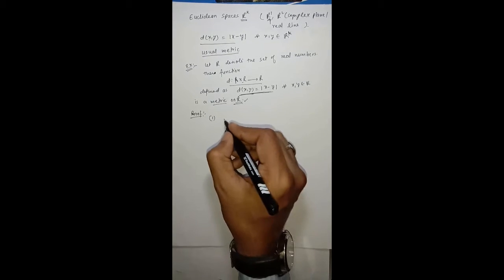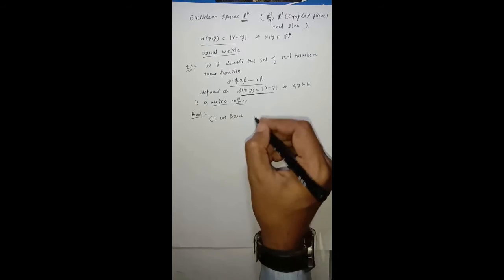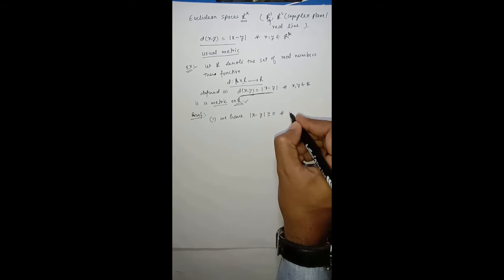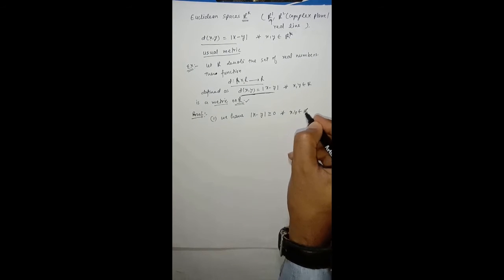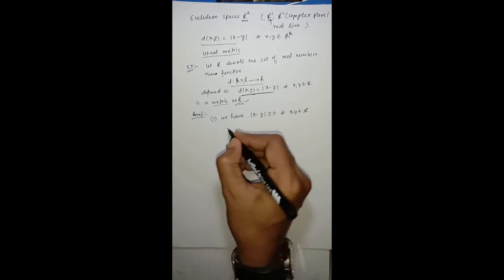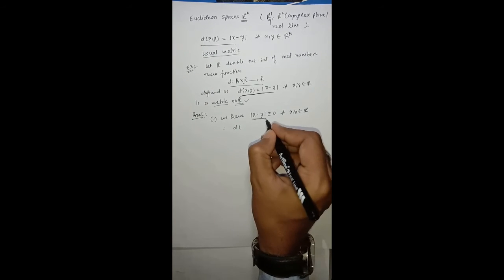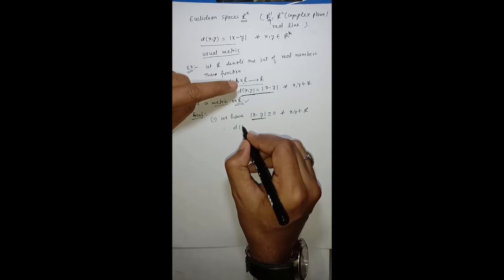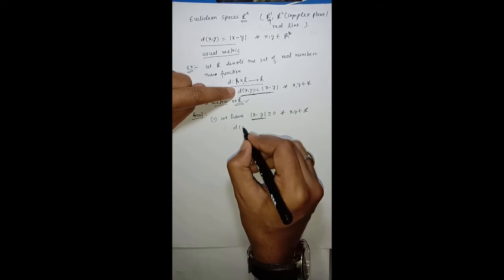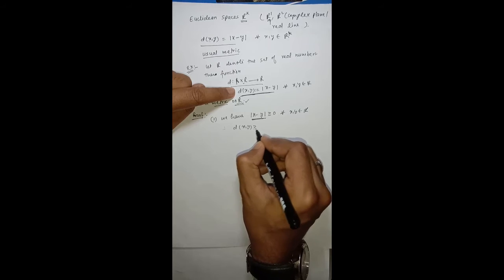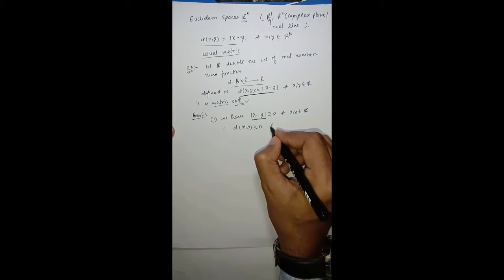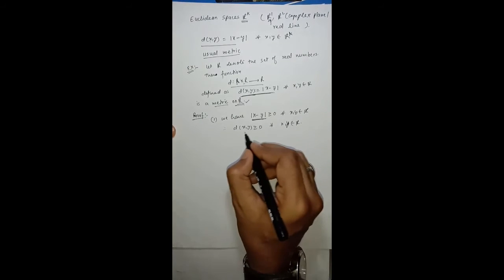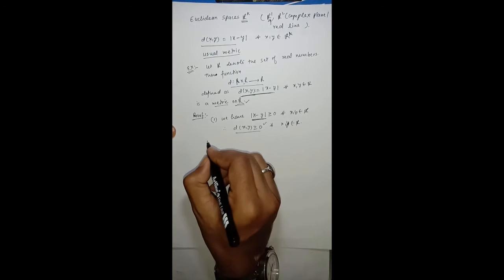Number 1, we have mod x minus y is always greater than or equal to 0 for every x and y belongs to R. This implies, by the definition of the function, we can write mod of x minus y is denoted by d(x, y) is greater than or equal to 0 for all x and y belongs to R. So the first property holds, that is the positivity.